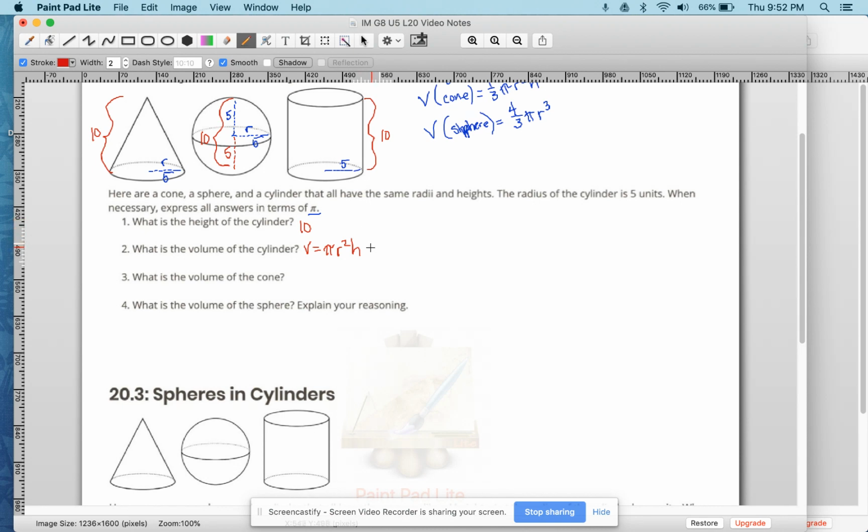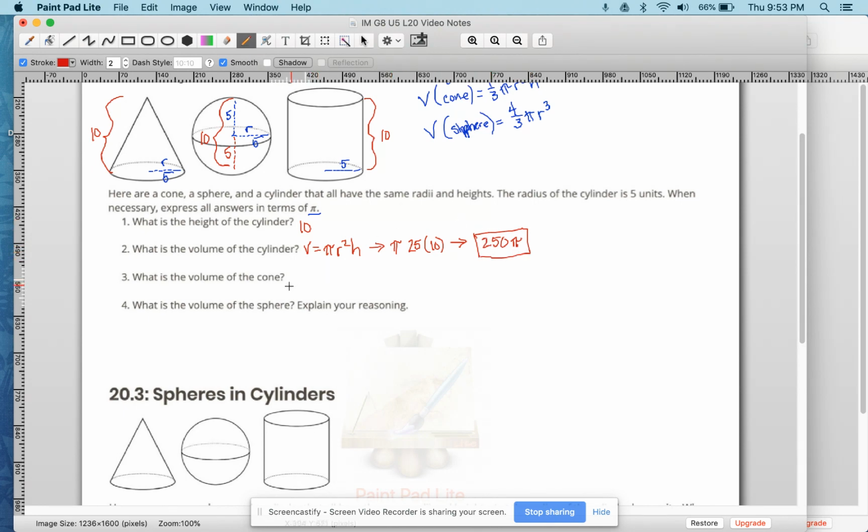So let's look at what we have. The pi we know is pi. Radius we already know is 5. So 5 squared is 25. And then we're multiplying it by the height, and we just figured that out as 10. So as we simplify that, 25 times 10 is 250, and then we have pi. So the volume of the cylinder is 250 times pi.